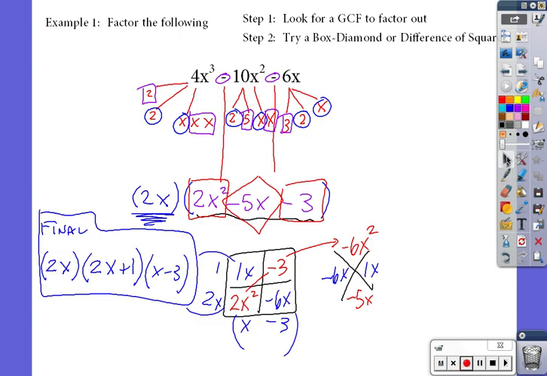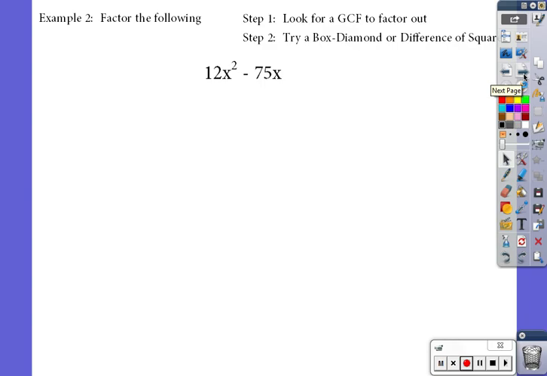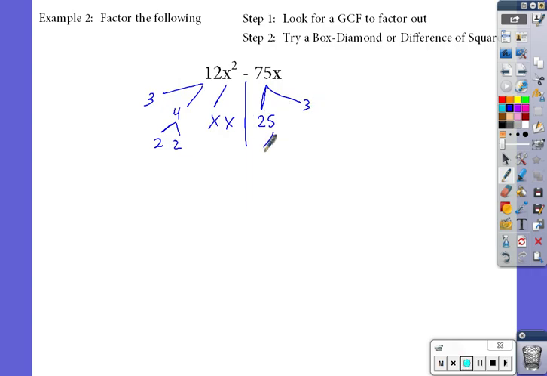Let's take a look at another example. All right, again, we're going to start with looking for a GCF. So 12 would be 3 and 4, and 2 and 2. X squared would be x and x. 75, that's a big one. Let's say 25 and 3. 25 is 5 and 5.